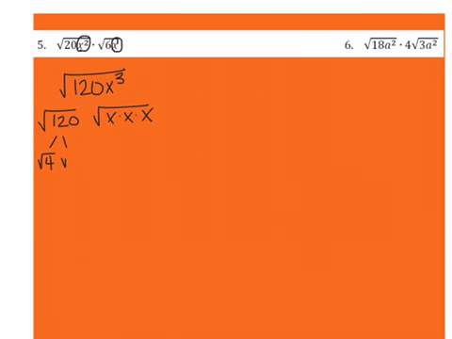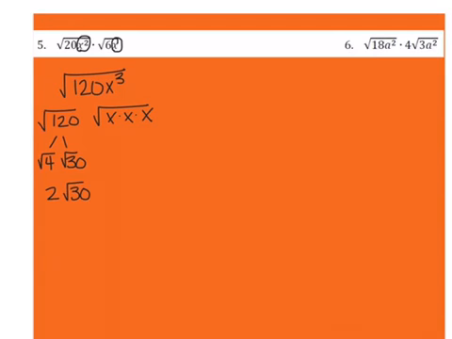So we're going to multiply everything underneath the root. So I'm going to do 20 times 6 first, and I get 120. X squared times x is going to give me x to the third. So remember, we're going to split this up into the square root of 120, and then the square root of x times x times x. So we're going to deal with the square root of 120 first. I know that the only perfect square that goes into 120 is going to be 4. So we're going to split this up into the square root of 4 and the square root of 30. So I'm going to have 2 root 30 for this.